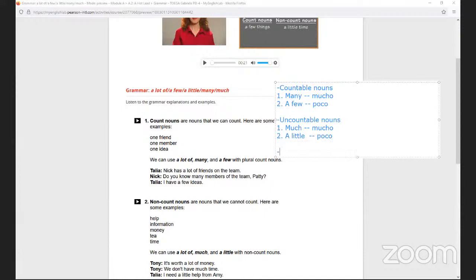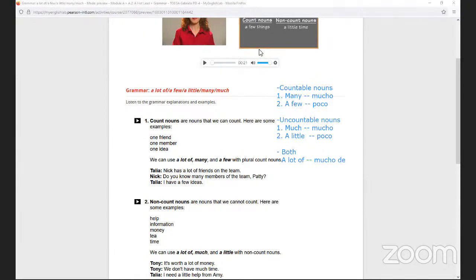And the only expression that we're going to use for both countables and non-countables is going to be a lot of. This is when we talk about big amounts, like mucho de, okay? So these are the only things where we have to categorize which words work with countables and which work with uncountables.